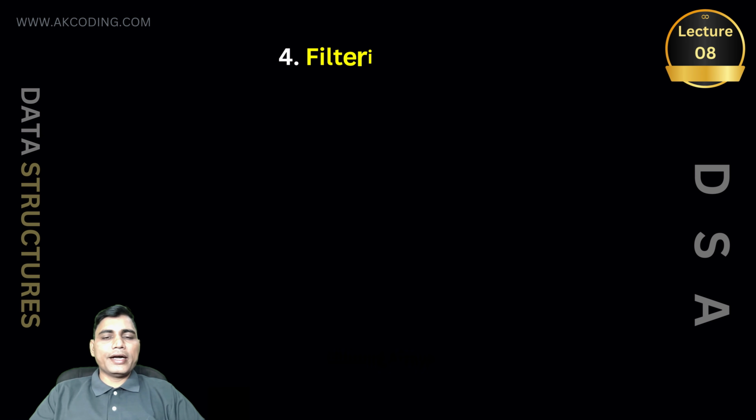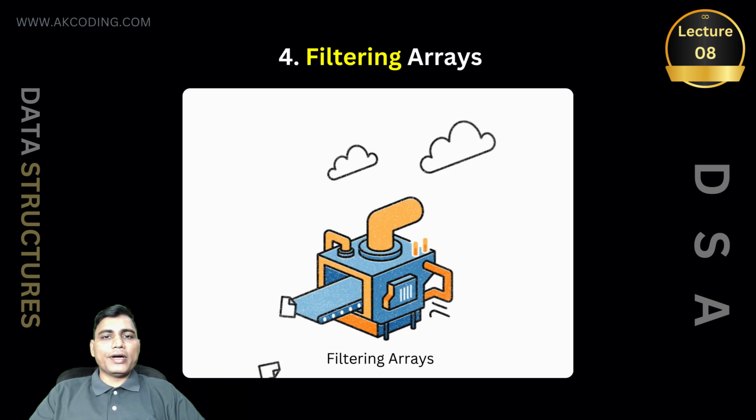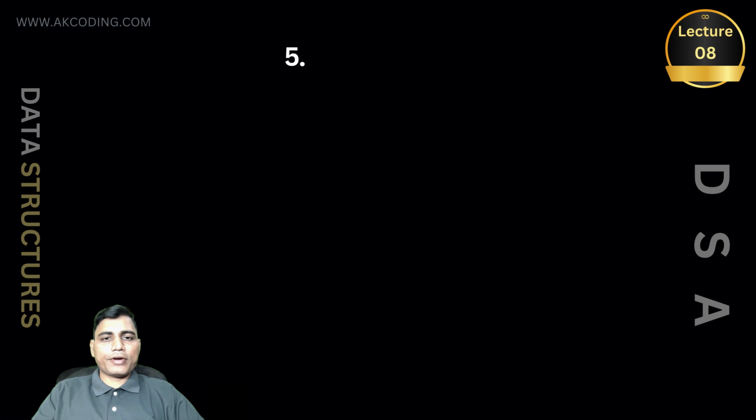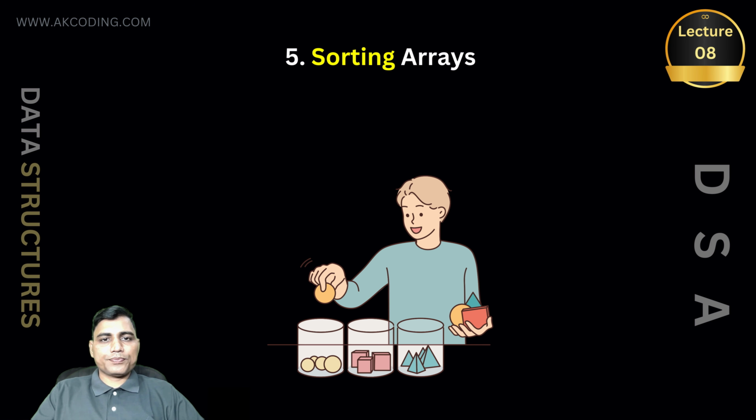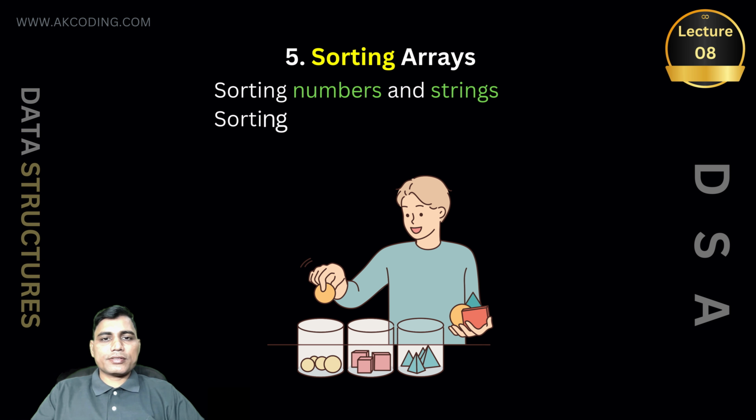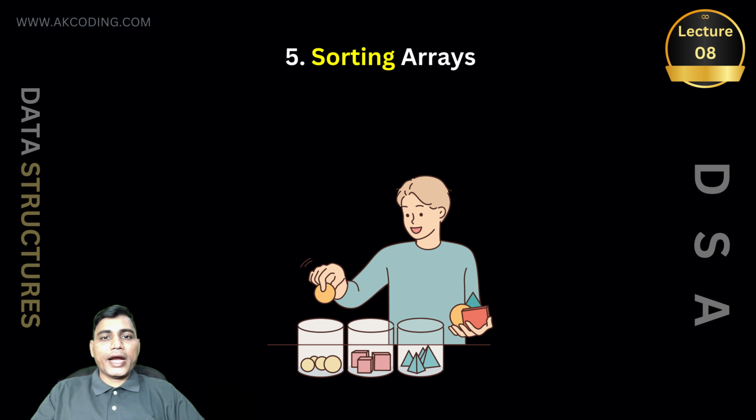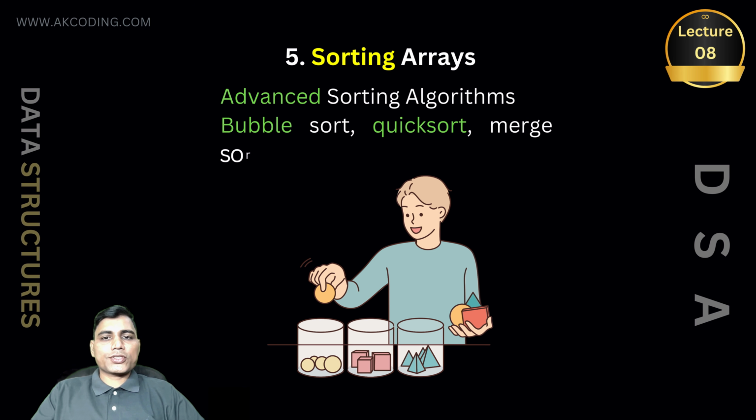Number 4, filtering arrays. Filtering arrays means filtering elements based on some conditions or removing duplicates based on your custom logic. Number 5, sorting arrays. Basic sorting: sorting numbers or strings. Sorting with custom comparator functions. Advanced sorting algorithms like bubble sort, quick sort, and merge sort.